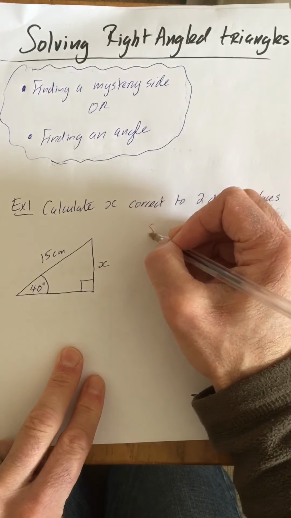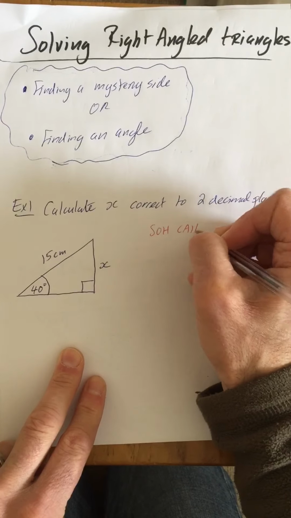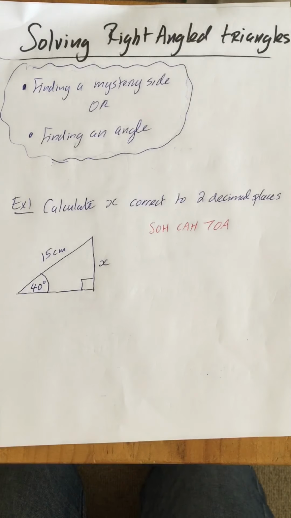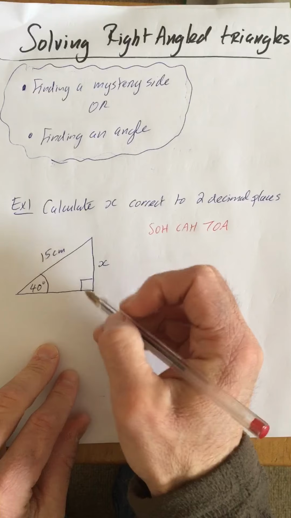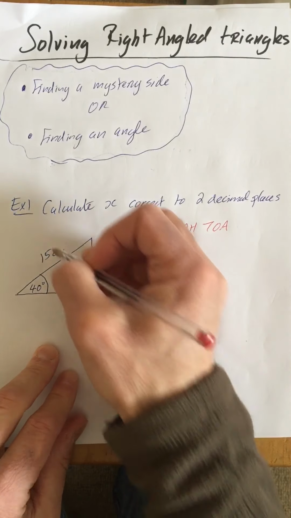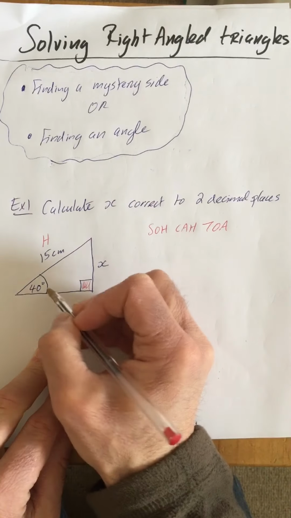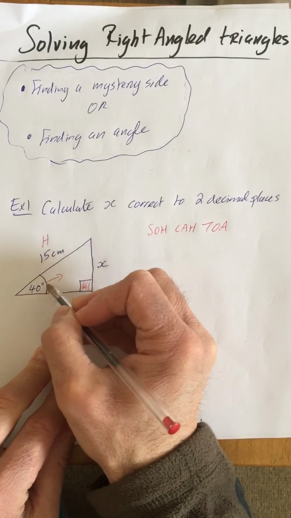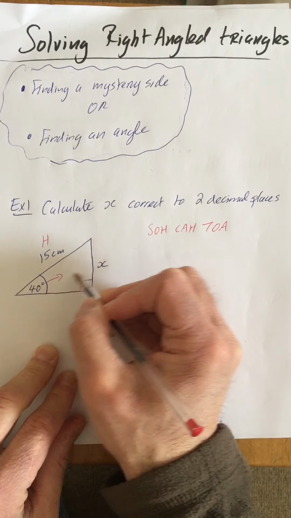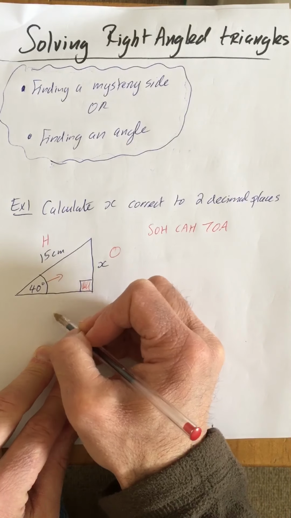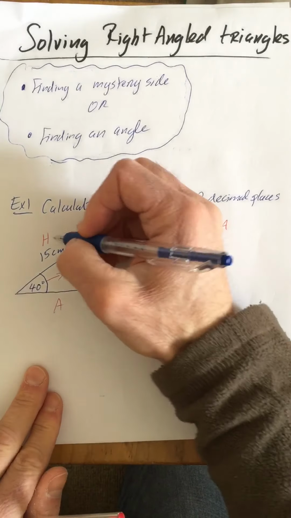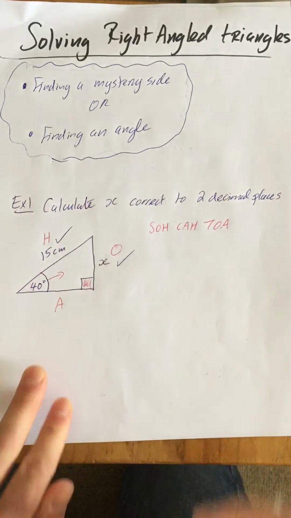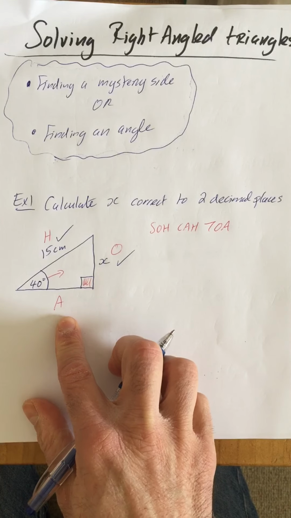So what we're going to use is SOH CAH TOA. How do we decide which one we're going to use? Well, we label our triangle first. If this is my right angle, then 15 must be H. Because I know the 40 degree angle, the side opposite this angle is O for opposite, and this is the adjacent. I then tick the ones I know. I know what H is, I know what O is, I don't know what A is.